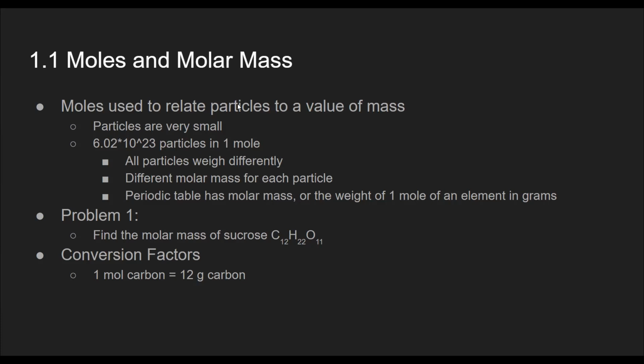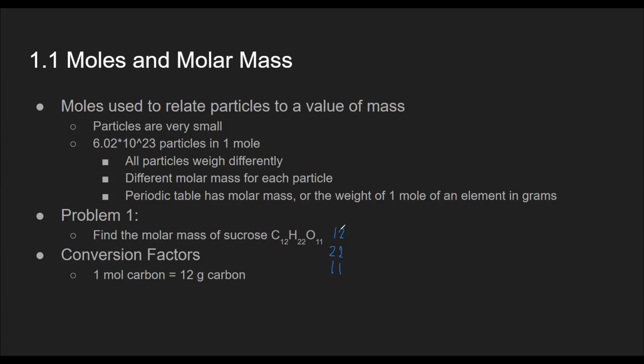So let's do a simple problem with finding the molar mass of a compound. This compound is called sucrose, and we're going to find the molar mass. What you have to do is get the subscripts and multiply each of them by their respective molar masses. The subscript of carbon is 12, the subscript of hydrogen is 22, and the subscript of oxygen is 11.